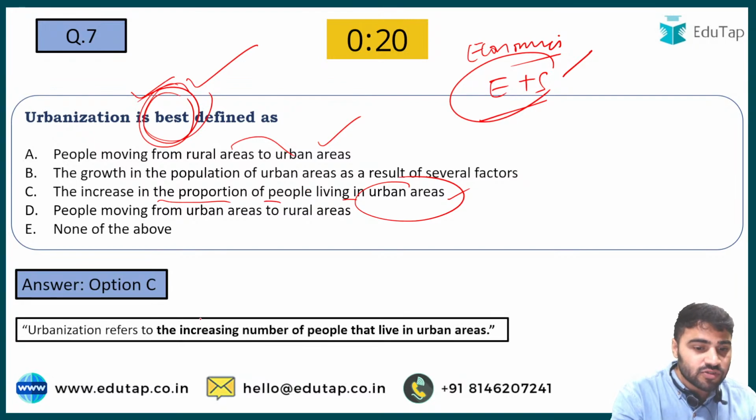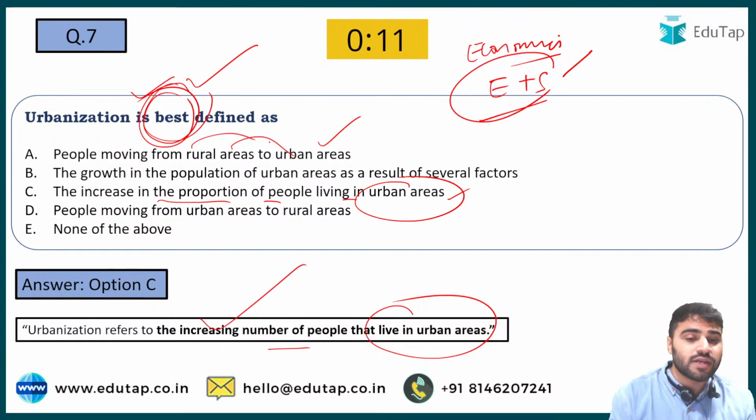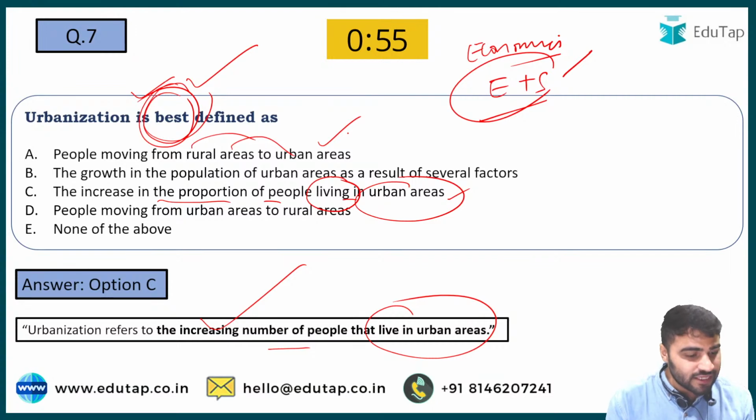So urbanization refers to the increasing number of people that live in urban areas, right? Because if you read option number A, here you can see that people moving from rural areas to urban areas, right? Here no discussion is about the living, living or staying there in urban areas. It is simply the moving from rural areas to urban areas. So that is why you have to identify the keyword mentioned in the question, and accordingly you have to select the right answer, right? So those who are saying option number C, their answer is correct. Now let's move to question number 8.